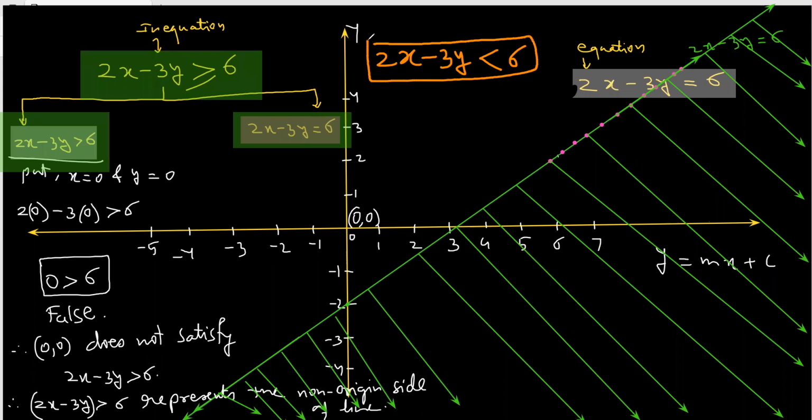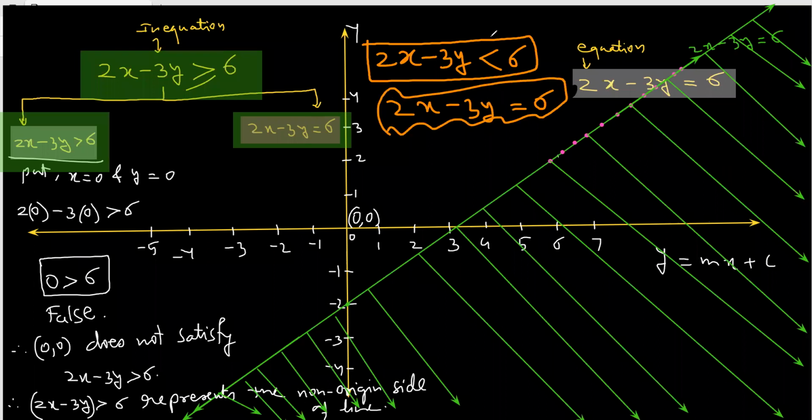Please understand that if you have an inequation in which the equal to sign is missing, still, in order to get the half plane represented by this, you will have to go for the line first. You will have to first draw the line. Which line? 2x minus 3y equal to 6.